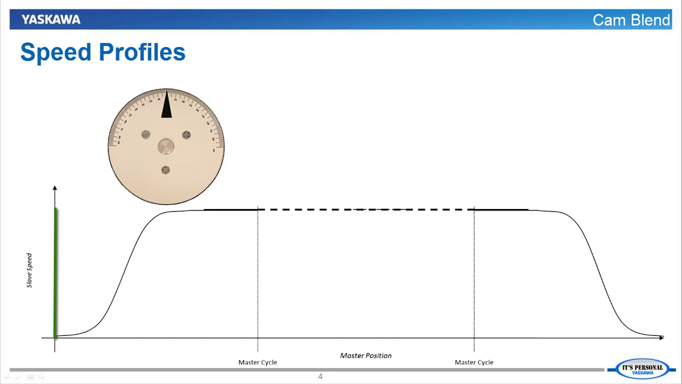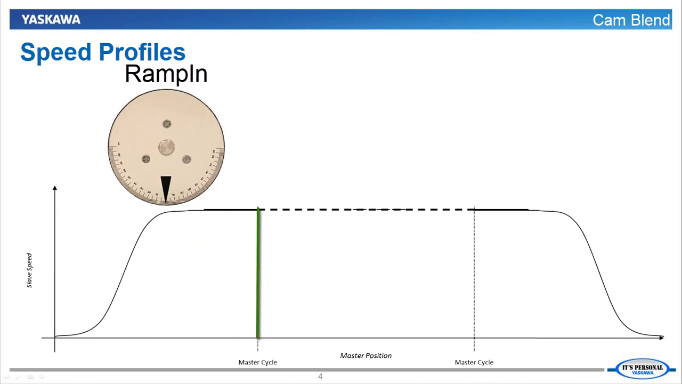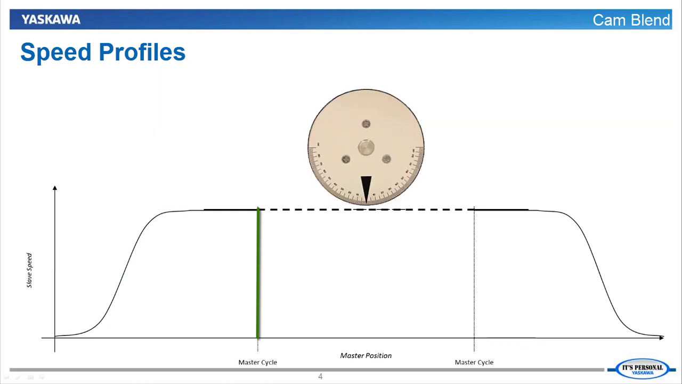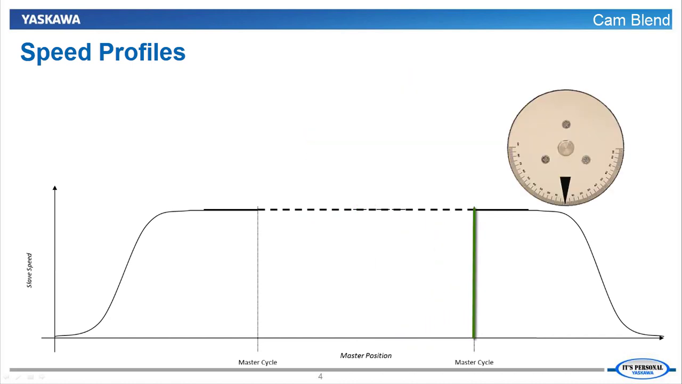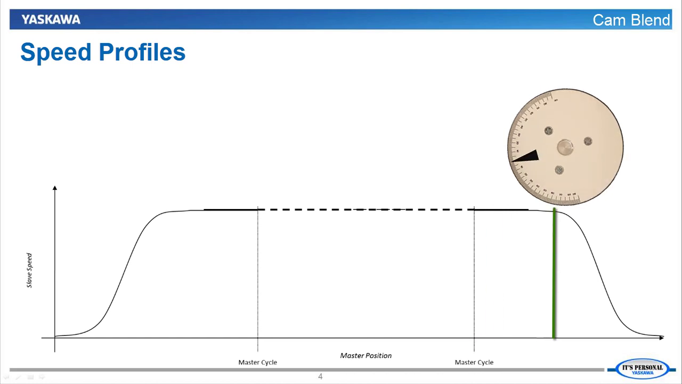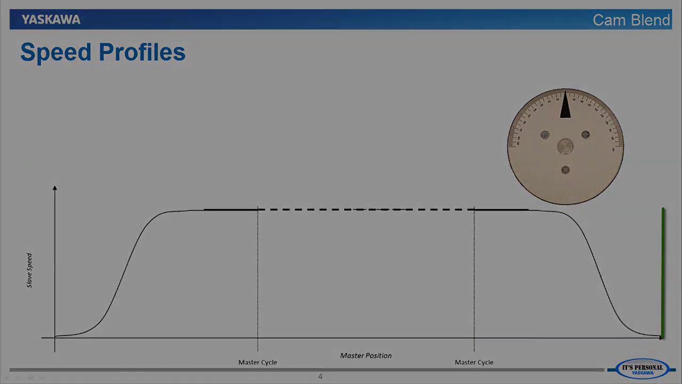Cam blend is made up of three different profiles. The first profile is the ramp in profile. This accelerates the slave from standstill up to the desired running speed over one master cycle. The second profile is the running profile. This is where the slave is synchronized with the master position. The third and last profile is the ramp out profile. This profile brings the slave out of synchronization to a stop over one master cycle.